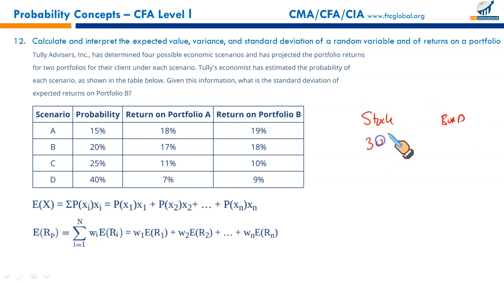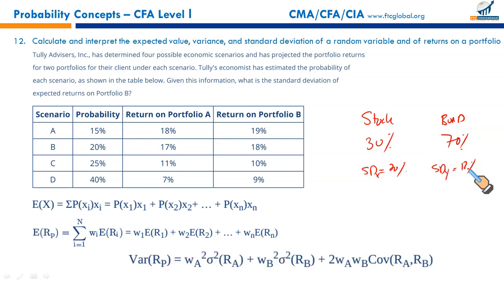30% has been invested in stock with a standard deviation of 20%, and we have invested 70% in bonds with a standard deviation of 12%. We are required to calculate the variance of the portfolio. Now, this WA represents the weight of stock, that is 30%. WB represents the weightage given to bonds, and these individual standard deviations will be replaced with the variance sign.